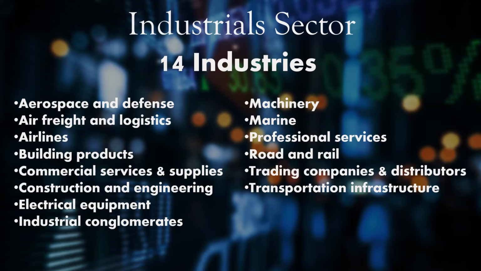The industrial sector consists of 14 industries. Those industries are aerospace and defense, air freight and logistics, airlines, building products, commercial services and supplies, construction and engineering, electrical equipment, industrial conglomerates, machinery, marine, professional services, road and rail, trading companies and distributors, and transportation infrastructure.